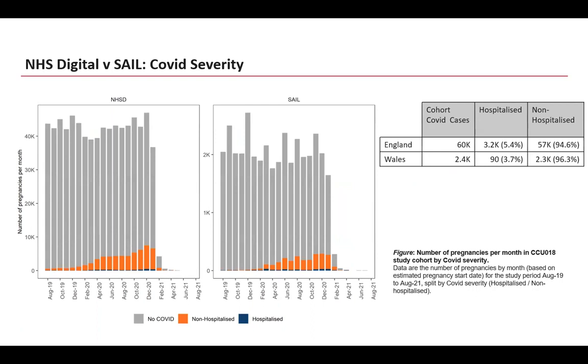In terms of COVID severity, again, we can see a similar profile in terms of the proportion of COVID cases that resulted in hospitalization within 28 days. Focusing in on those with COVID, in England, there are 60,000 COVID cases in the cohort, 5% of which were hospitalized within 28 days, and this compares to a rate of 4% for Wales.